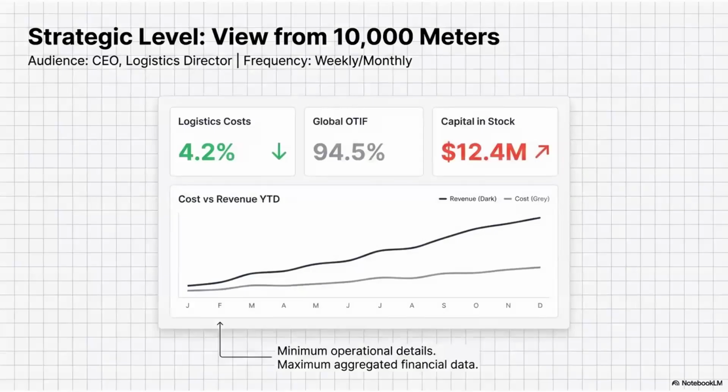Let's consider the highest tier of our architecture, the strategic level. It can be compared to viewing the business from an altitude of 10,000 meters. This information panel is created exclusively for top management, the CEO or the director of logistics. Its main purpose is not to solve daily problems, but to track global trends, control financial results, and monitor the achievement of the company's strategic goals.